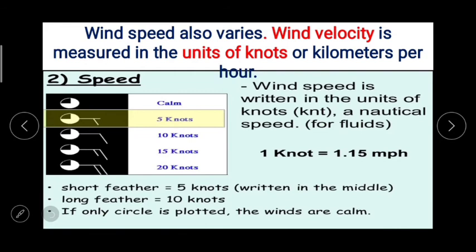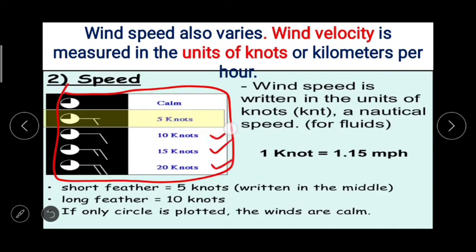Wind speed also varies, and wind velocity is measured in the units of knots or kilometers per hour. As you can see here, calm, then 5 knots, then 10 knots, then 15 knots and 20 knots. Wind speed is written in the units of knots, knt, a nautical speed.